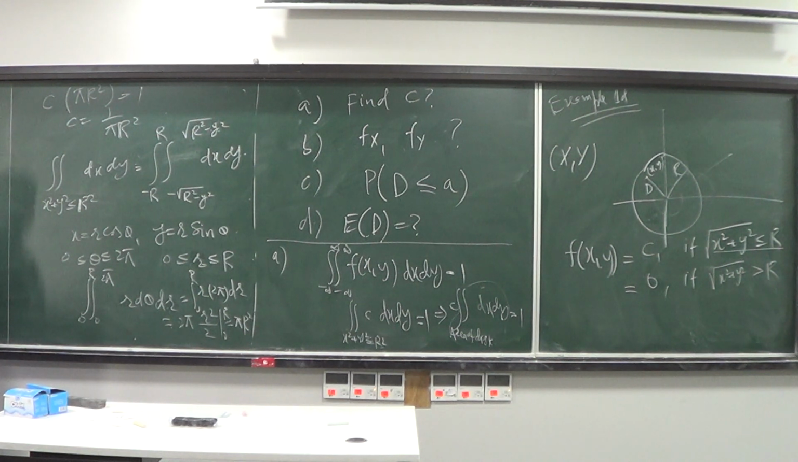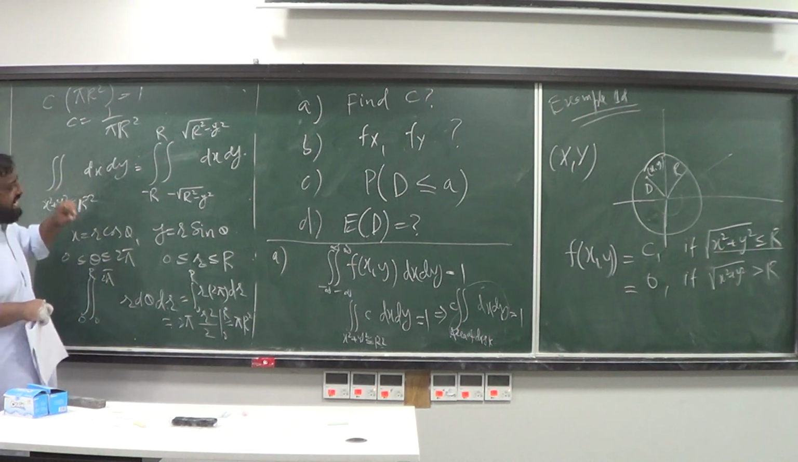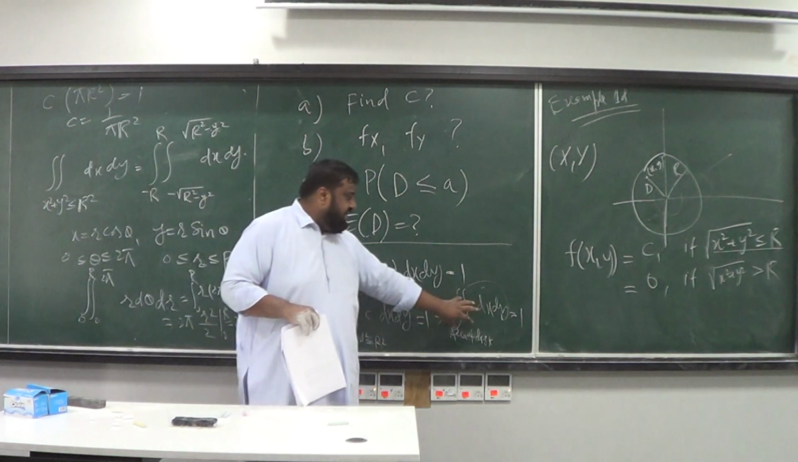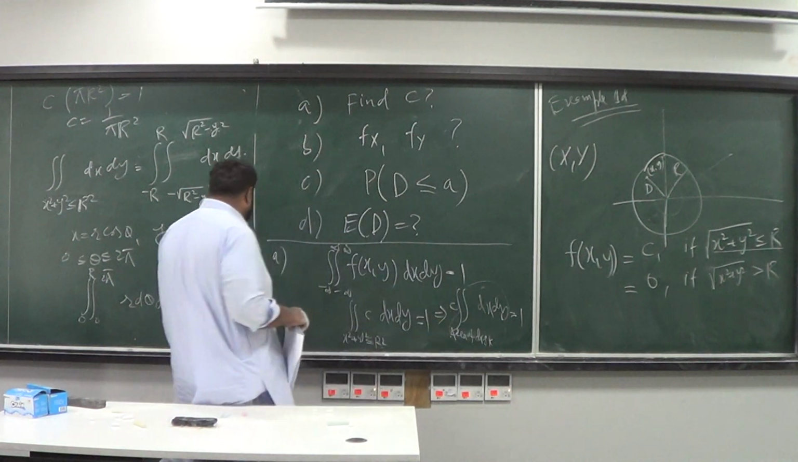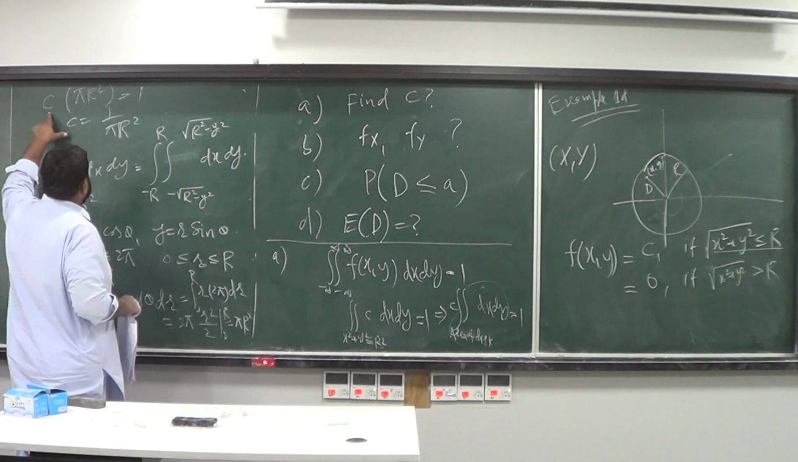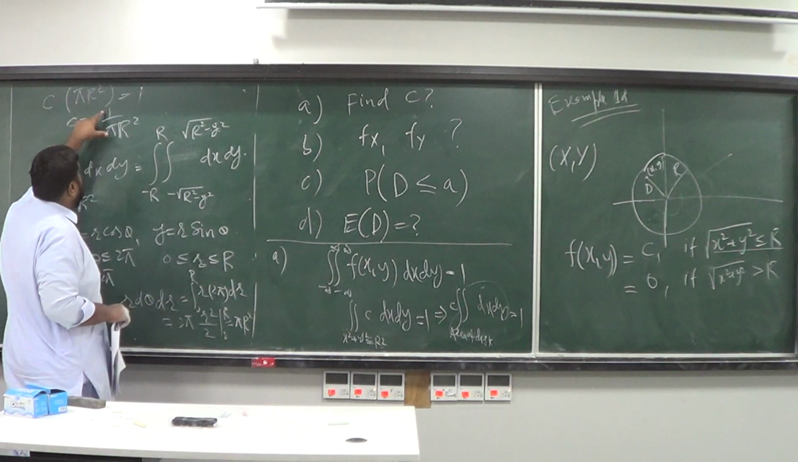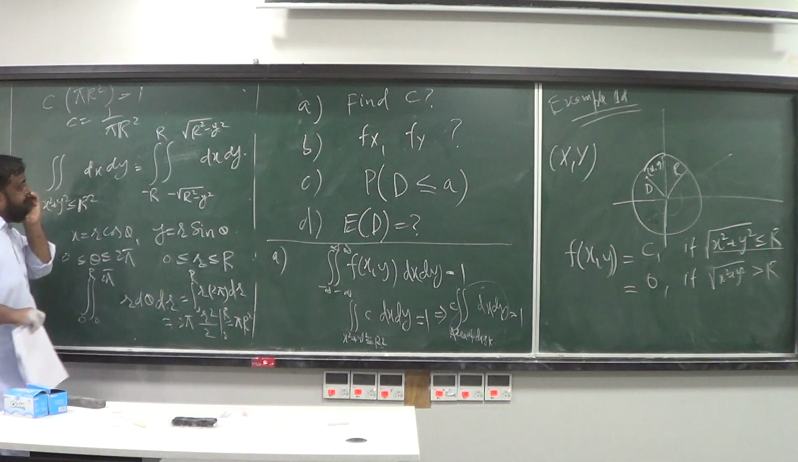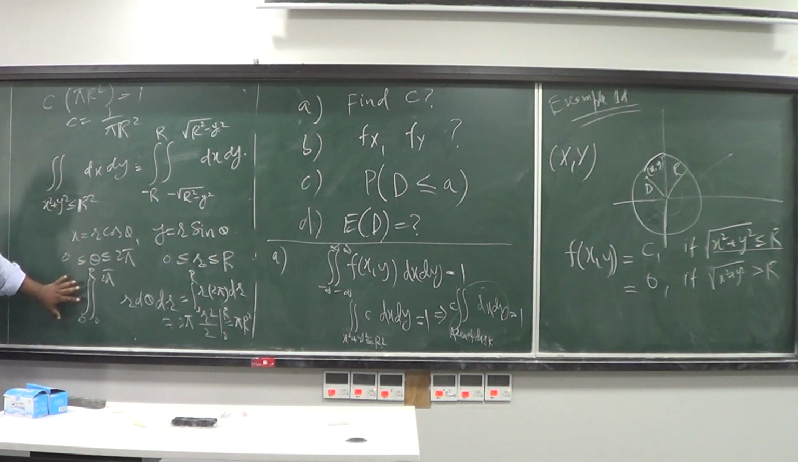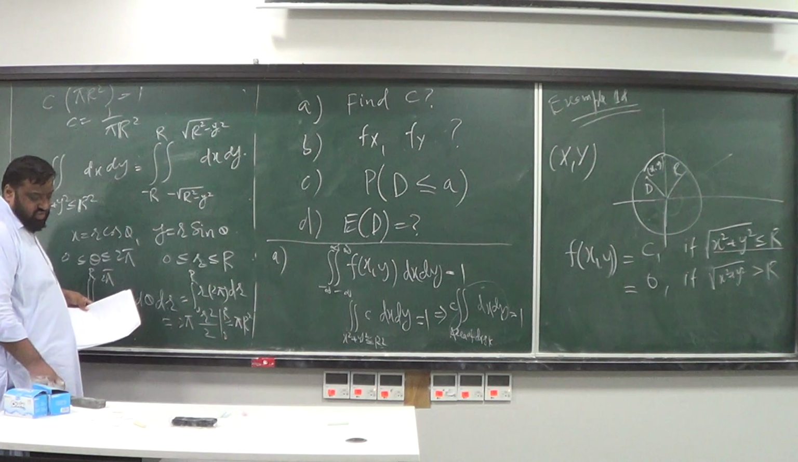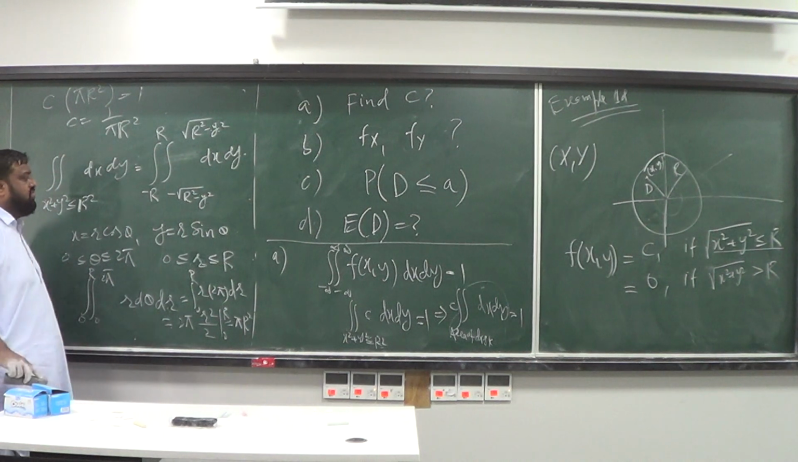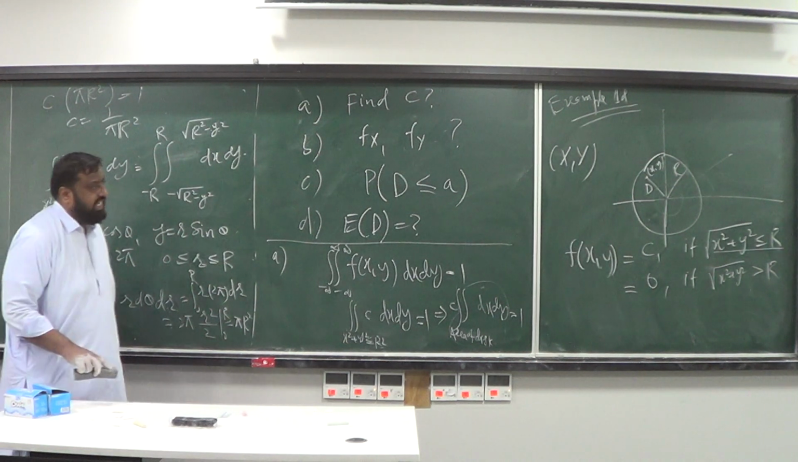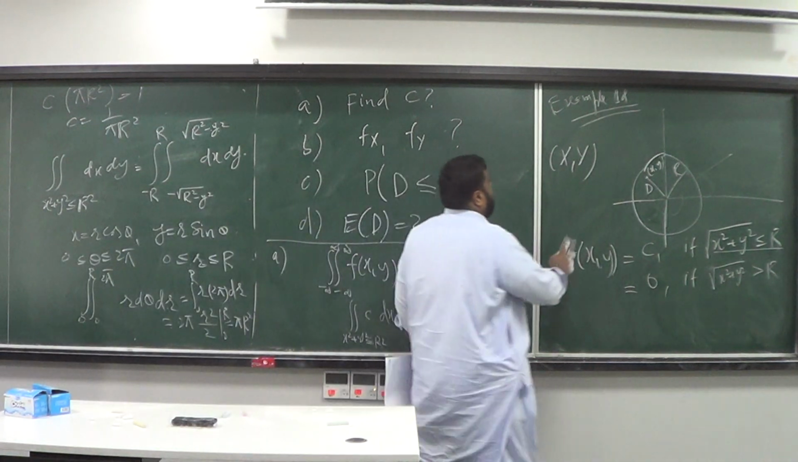So again, we found that the integral in the expression is equal to pi r squared. So this becomes c times pi r squared, and c is going to be 1 over pi r squared. These exercises are good because they allow you to quickly recall the calculus you learned in multivariate calculus. It's a good opportunity to use those techniques to solve problems.